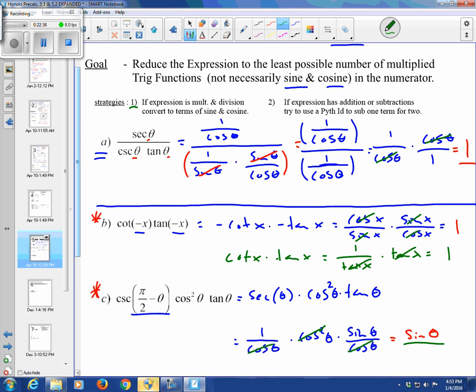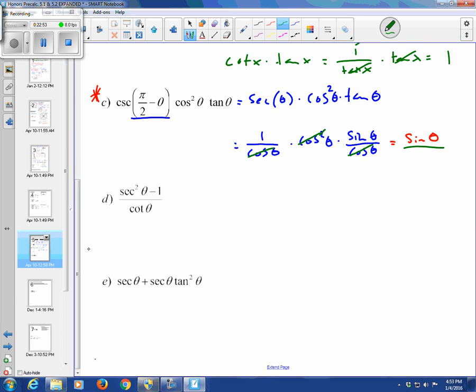So if I see addition or subtraction, I try to use a Pythagorean identity to substitute one term for two terms. So basically, really the reverse of this: we want to substitute two terms for one term. And basically what that's going to do is get us closer to an expression that is just multiplication and division, which is going to be a lot easier to simplify.